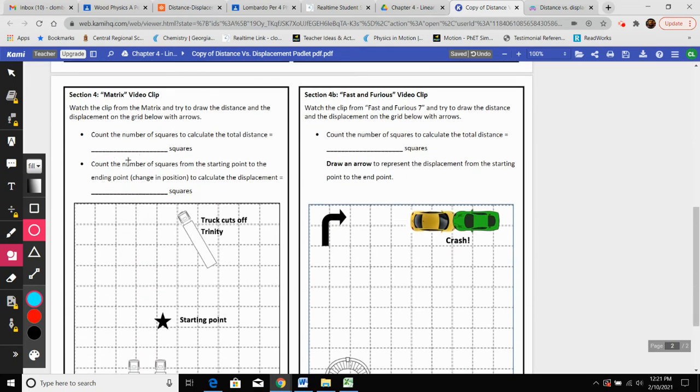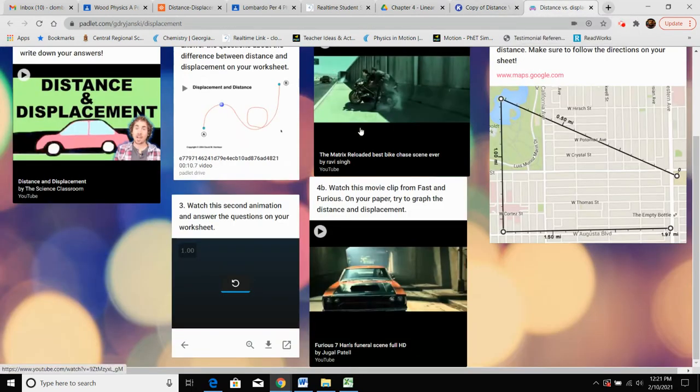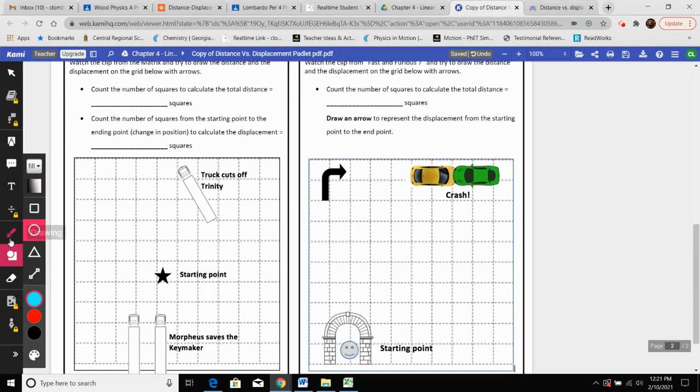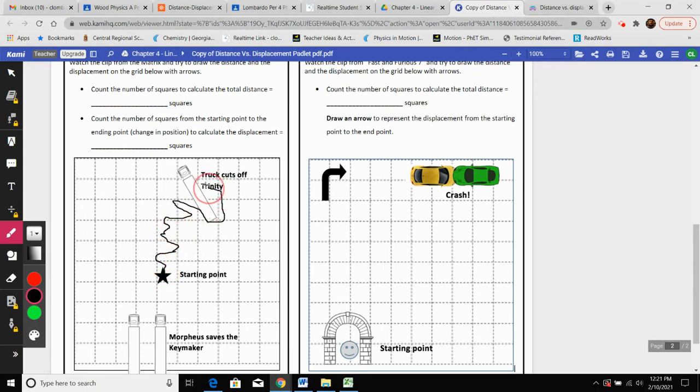Now the next clip to watch is a scene from The Matrix Reloaded. It's a cool clip. We're not doing it in crazy detail because in here Trinity is weaving in and out of cars and everything like that. She tries going around the outside, the truck cuts her off, so she has to turn around, and then again is driving back and forth through traffic. Okay, and then lands pretty much here where Morpheus saves the keymaker. If we had to try and figure out all of that distance, that would be a real pain in the butt.